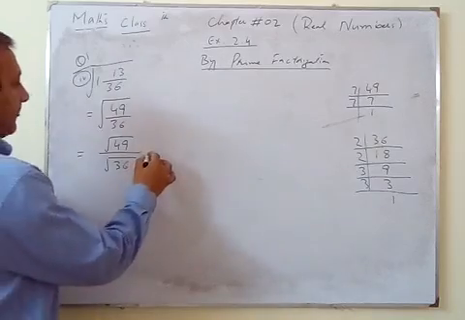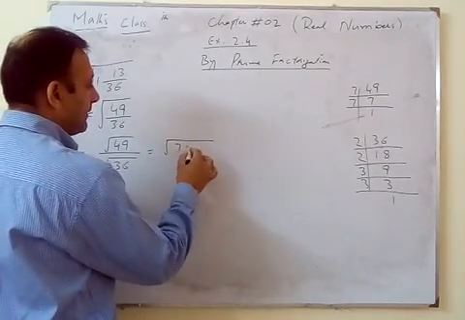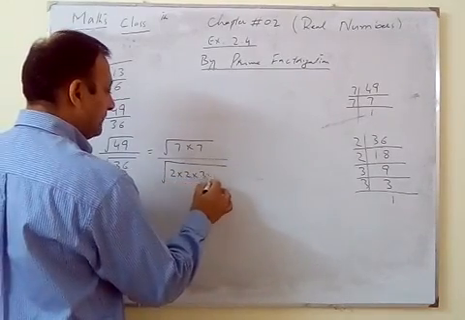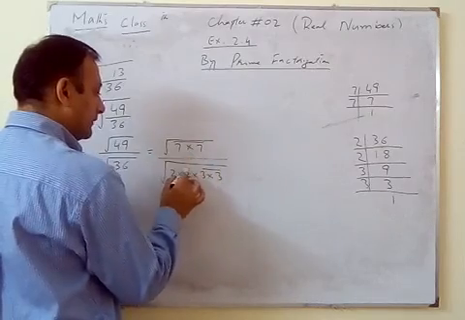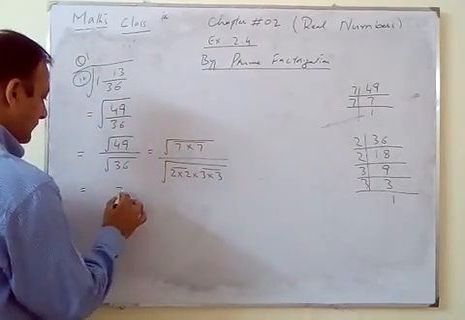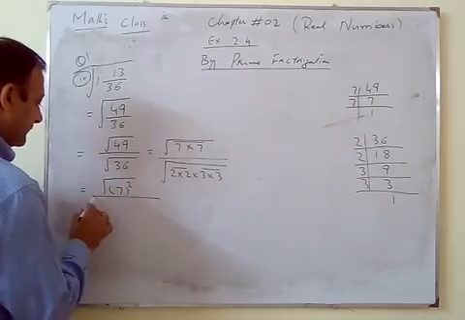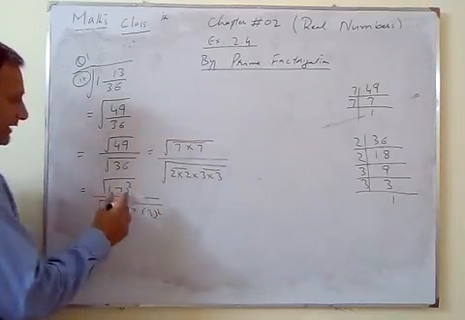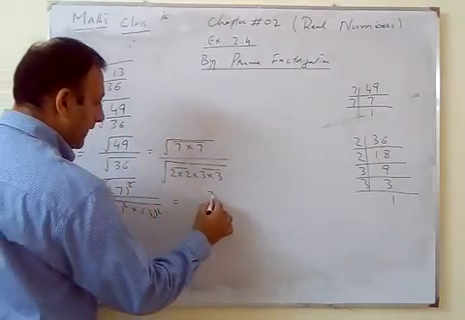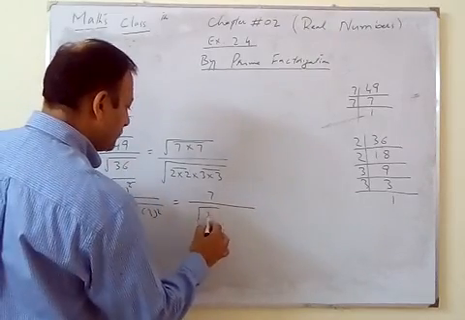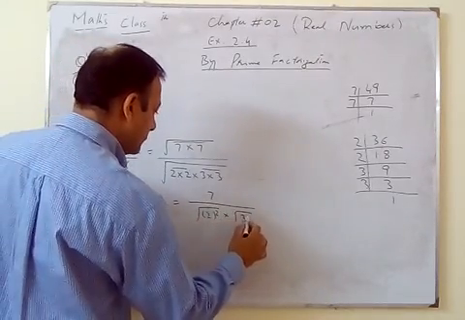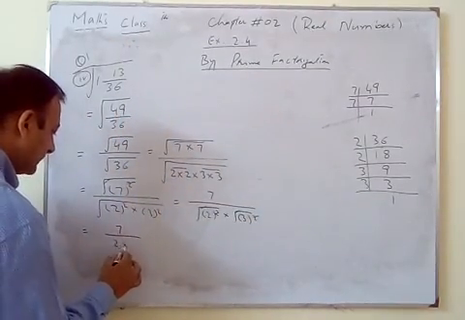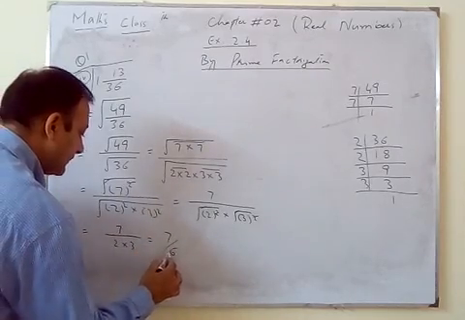So here square root of 7 multiplied by 7 and square root of 2 multiplied by 2 multiplied by 3 multiplied by 3. Here square root of 7 square and square root of 2 square into 3 square. Separate this one, this cancel and separate this one. 7 divided by square root of 2 square multiplied by square root of 3 square. So 7 divided by 2 multiplied by 3, that is 7 divided by 6.